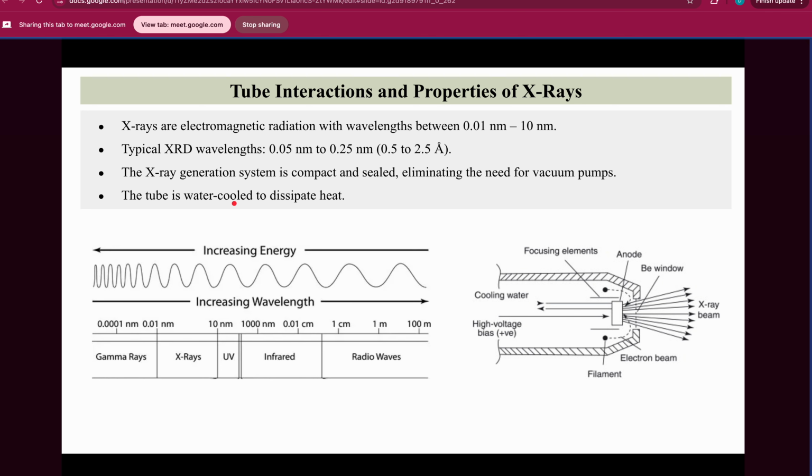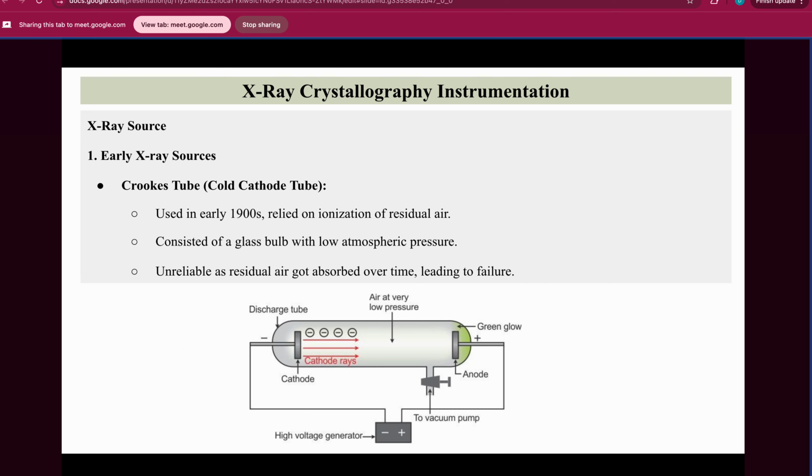To dissipate that heat, later on we will also see how different techniques and different instruments have come up, and how they deal with this heat generation. Previously water was used as a coolant, but later on other techniques have been opted for, with which we deal with that heat generation. This is the same old X-ray tube, which flows some water to deal with the heat generated, and then shows how the voltage is supplied and the X-ray beam is produced. For more detail, we'll move to the next slide.